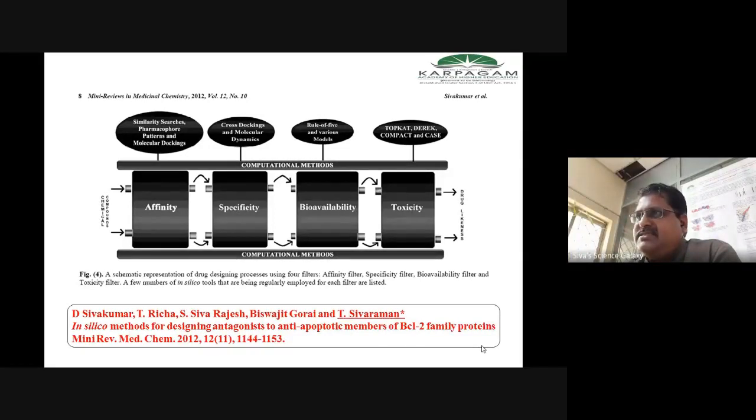So that is the interesting part of computational biology. Without touching the experimental, all four stages can be carried out by computational biology. So now you understand the importance of computational biology. Computational biology is very, very useful to speed up the drug designing process. To make drug designing very smart, we need computational biology.